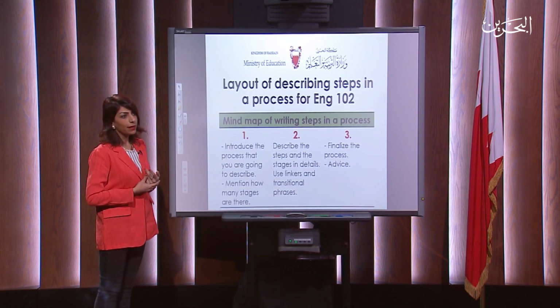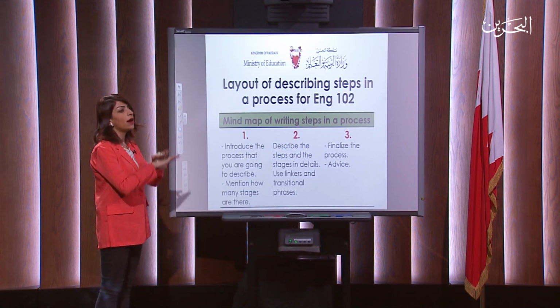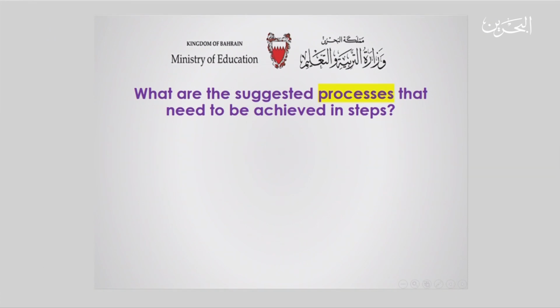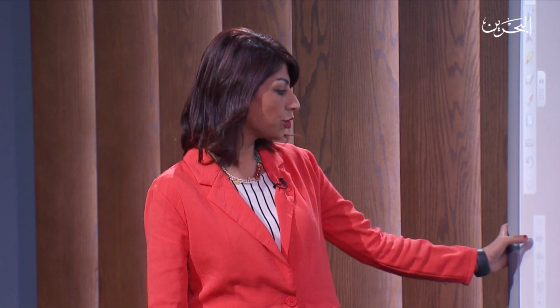Moving to the last paragraph, here I have to finalize the process and give any advice if you have any advice. In some cases, we don't need to give advice, so you don't need to do that. But what matters here is that you have to finalize and sum up the process. Let's see some examples that need steps in order to be achieved and accomplished.